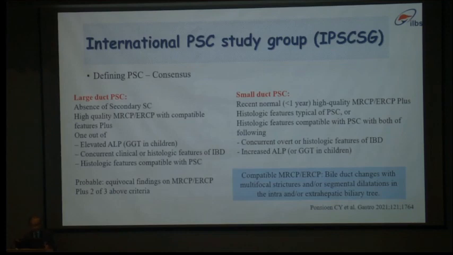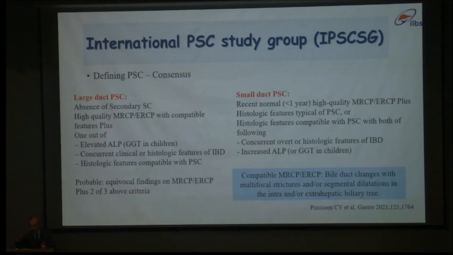So how did they define the large duct and small duct PSC? Large duct PSC is when there is absence of secondary sclerosing cholangitis and the ductal changes are demonstrated on a high quality MRCP on 1.5 Tesla or a compatible ERCP, along with one of these parameters: elevated alkaline phosphatase or GGT (elevated GGT in children), concurrent clinical or histological features of IBD, and histological features compatible with PSC.